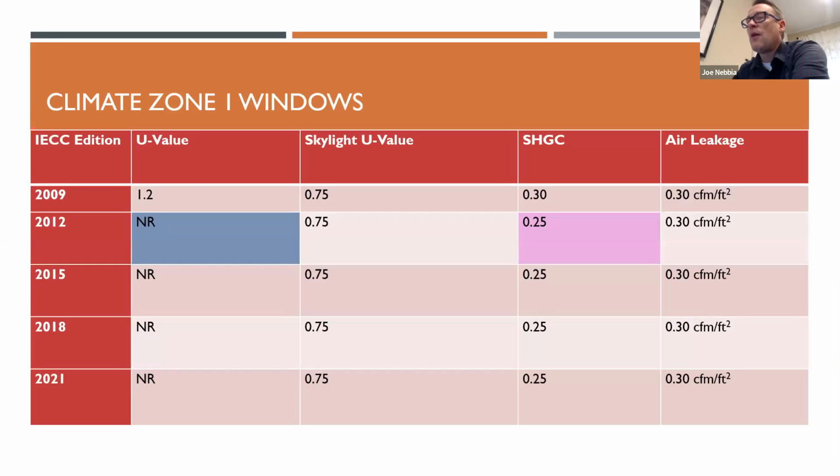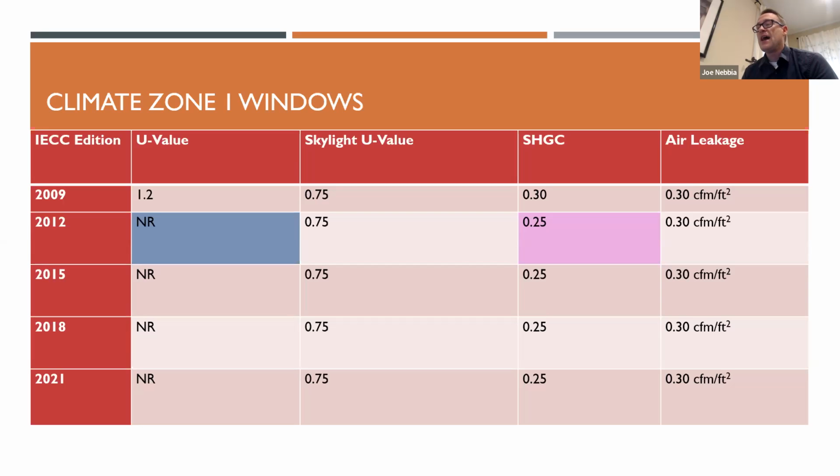I want to talk about the climate zone separately, and also how the code has changed throughout the years. In your specific state, you might have a different code. So I'm talking about the national code, the IECC, the one that's made as a model code. And I've got the different editions here in case your jurisdiction has adopted one of those models.